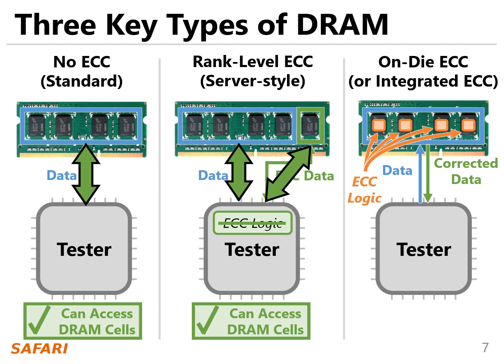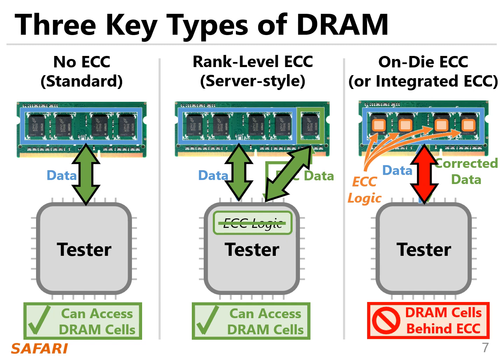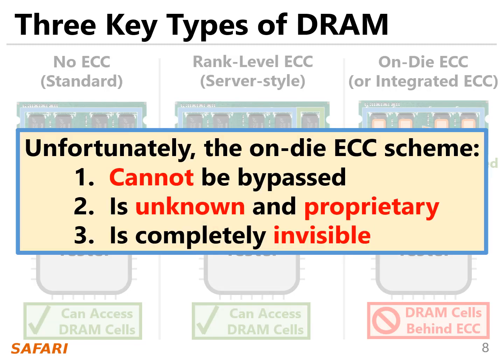However, for on-die ECC, there's no way for the tester to disable the error correction logic within the DRAM device, and therefore the tester can only access the DRAM cells through the ECC logic. Unfortunately, the on-die ECC schemes that are used today cannot be bypassed. They're unknown and proprietary, and they're also completely invisible to the rest of the system.